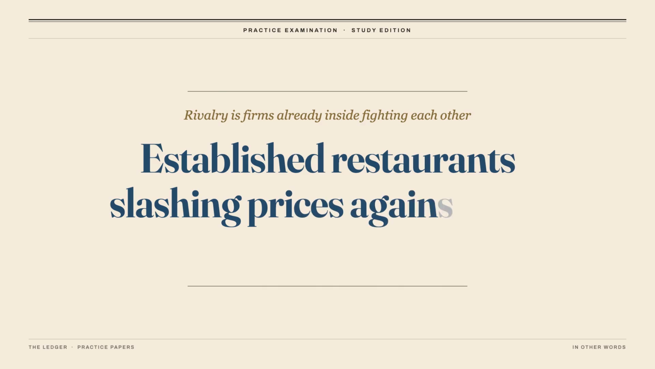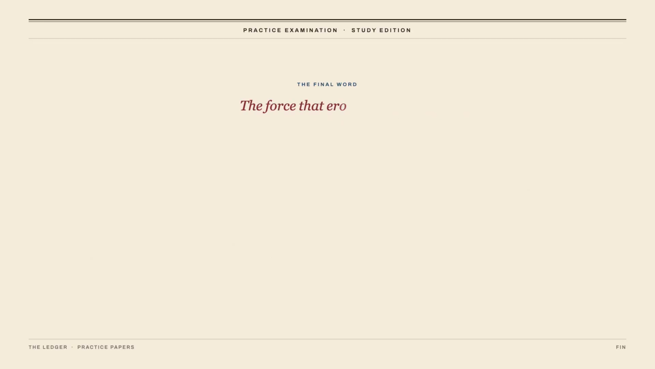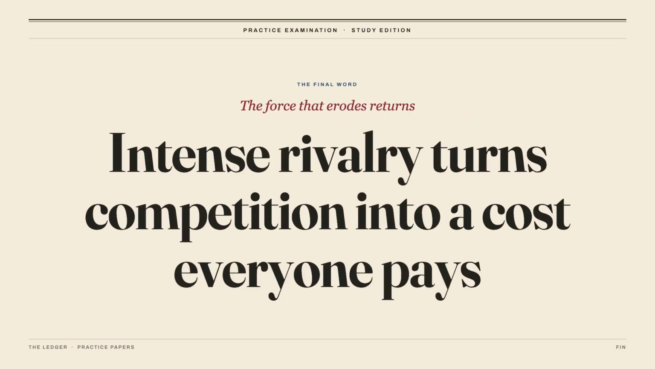Keep rivalry distinct from the threat of new entrants. Rivalry is incumbents already in the industry battling one another, while entrants are outsiders crossing in for the first time. A vicious price war among long-established competitors is rivalry, even if the pressure feels similar to a wave of newcomers. Gauging rivalry early tells an analyst how much effort goes just to standing still against competitors, and how little profit is left once the fighting is paid for.